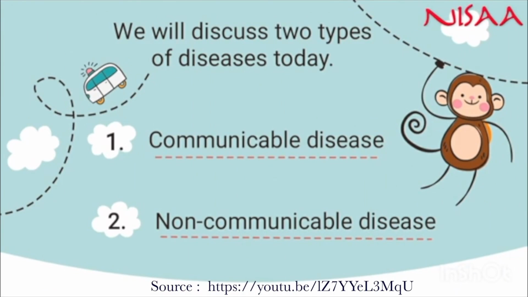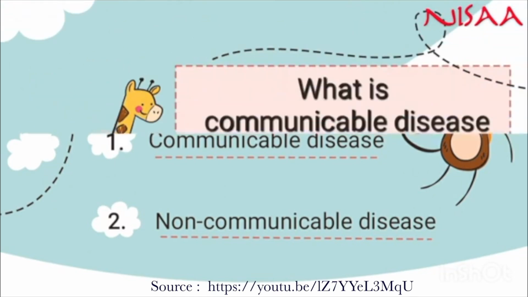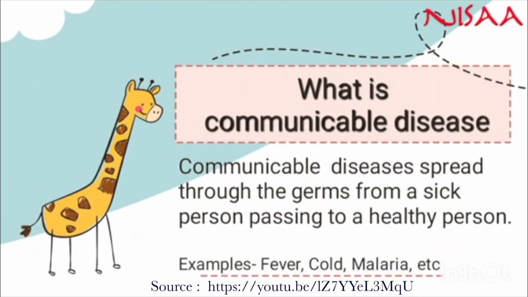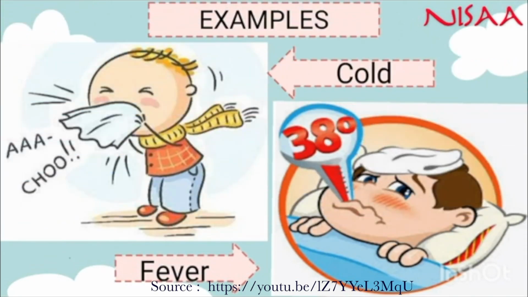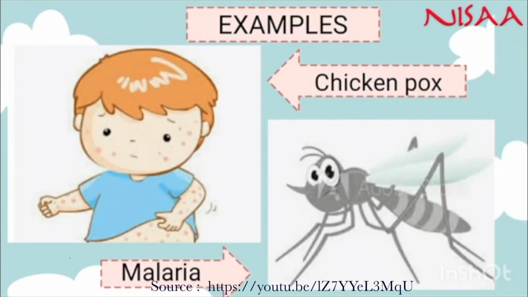Now, let's see the two types of diseases. The first type is communicable diseases. The second type is non-communicable diseases. So, what do we understand by communicable diseases? Communicable diseases spread through germs from a sick person to a healthy person. Hence, the healthy person also becomes sick. The examples of communicable diseases are cold, fever, malaria, chickenpox.